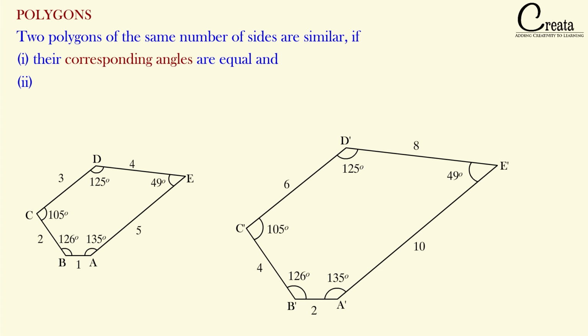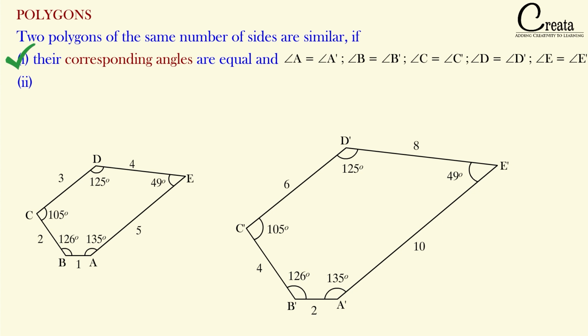Here in these two figures, these are the corresponding angles. If all the respective corresponding angles are equal to each other, we can say our first condition is matching. That is, the corresponding angles of both the figures should match with each other.